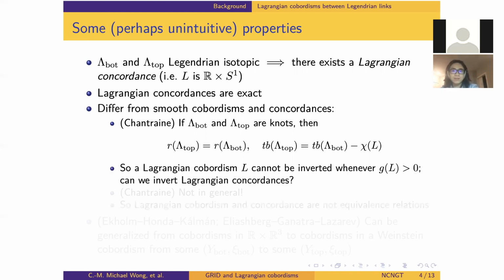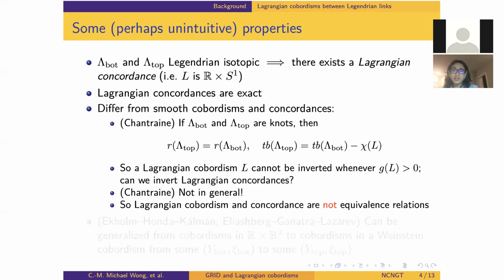So in particular, Lagrangian cobordisms cannot be inverted whenever you have genus, right? Because that gives a directionality. The TB equation gives restrictions on what the genus is, so you cannot just flip it because the TB equation would not hold anymore. Well, can you invert Lagrangian concordances? Chantraine tells us that, well, no, not in general. And so Lagrangian cobordism and concordance are not equivalence relations, unlike smooth cobordism and concordance.